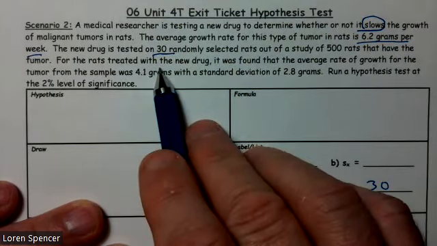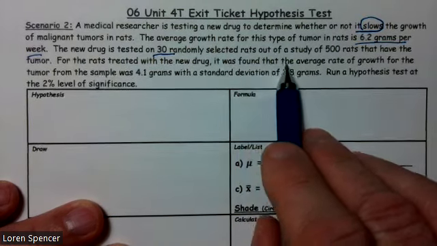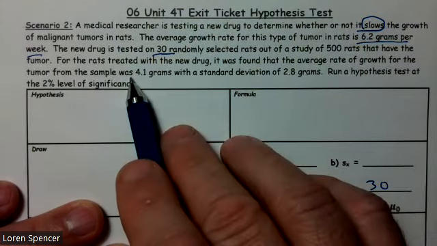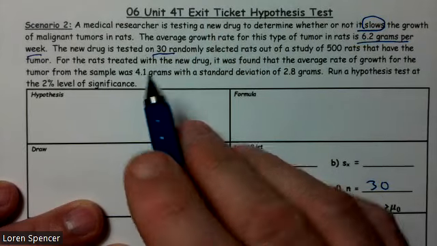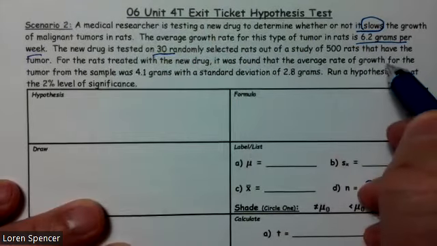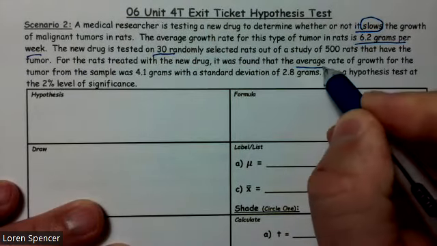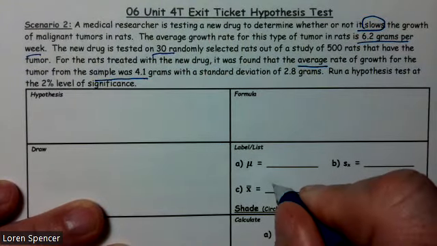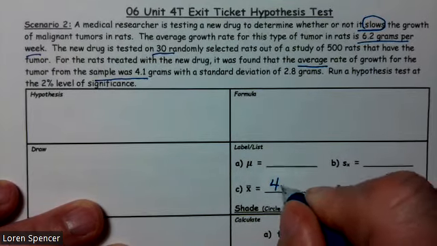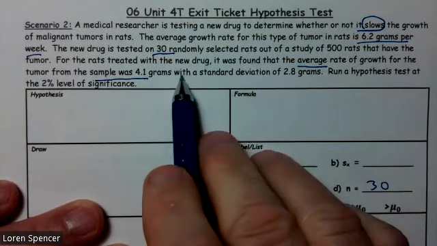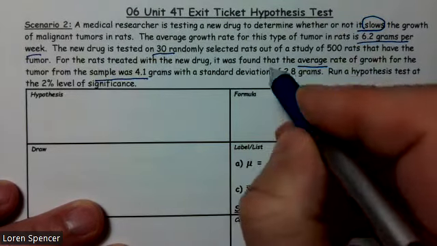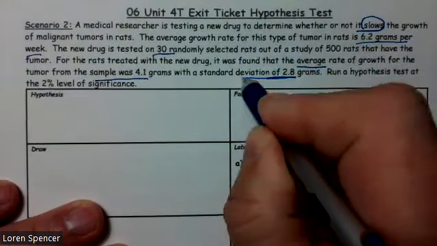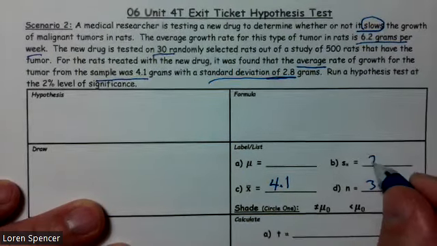For the rats treated with the new drug, it was found that the average rate of growth for the tumor from the sample was 4.1. Average tells me that's a mean, and this is from the sample, so 4.1 is my X bar, with a standard deviation of 2.8, also from the sample.